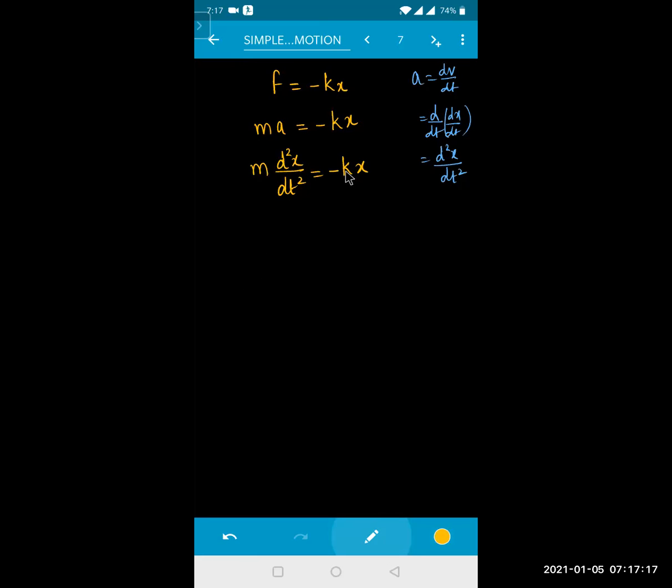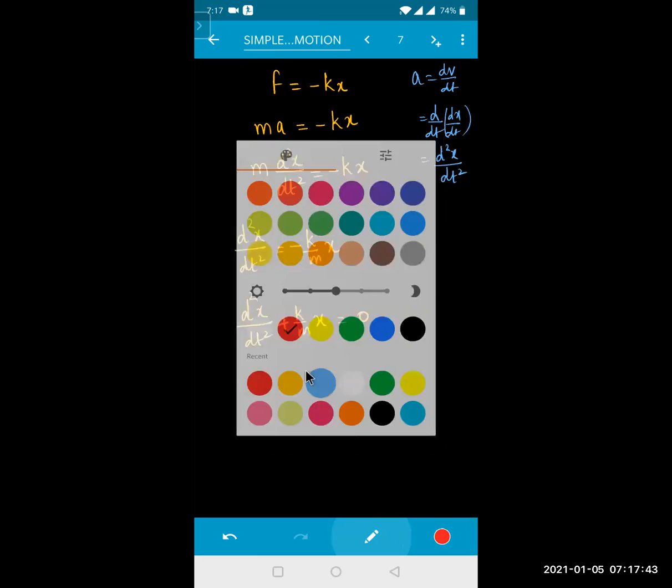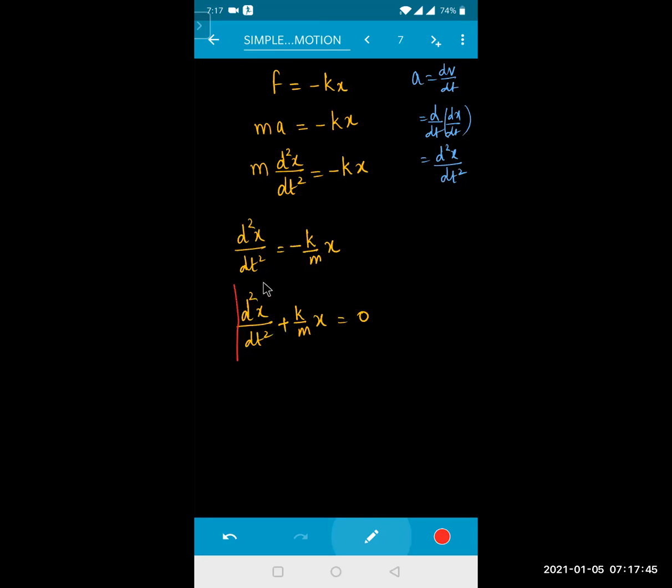Now, see, if I take this value here right now, I can write d²x/dt² = -(k/m) x. Can I write like this? I'm taking this m to this side and this minus also inside. So this one is d²x/dt² + (k/m) x = 0. Is it clear? Can I write like this?